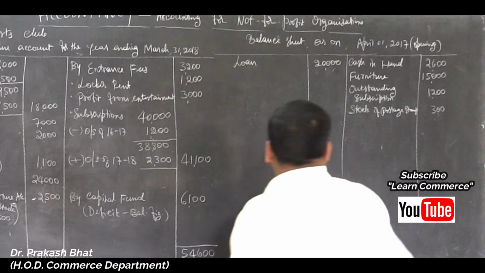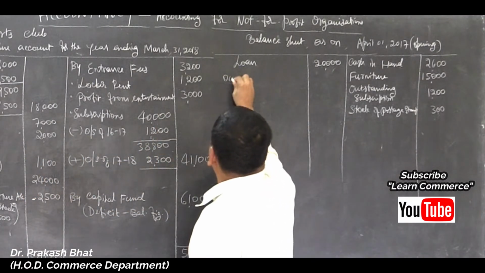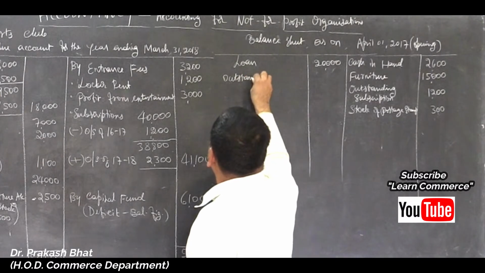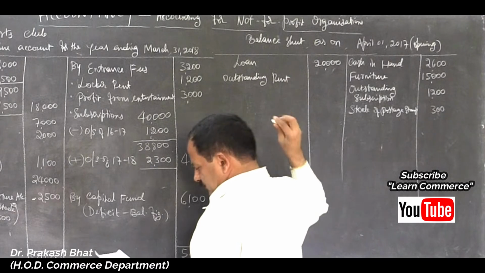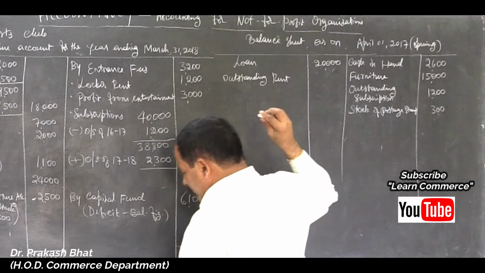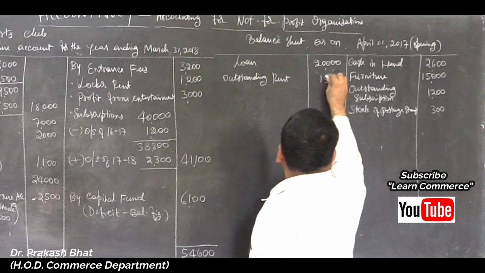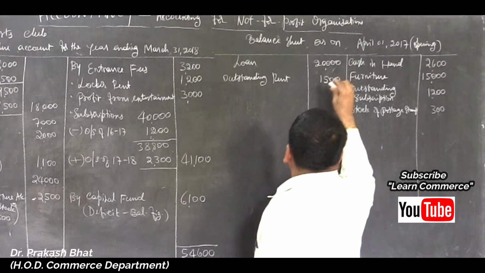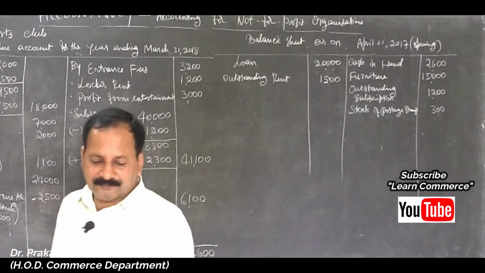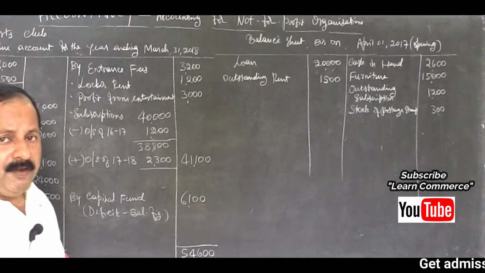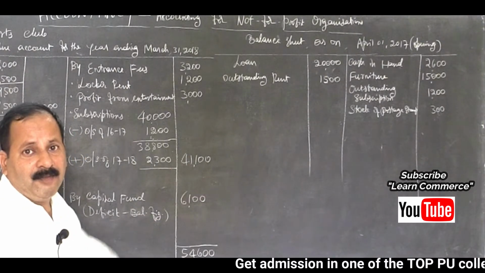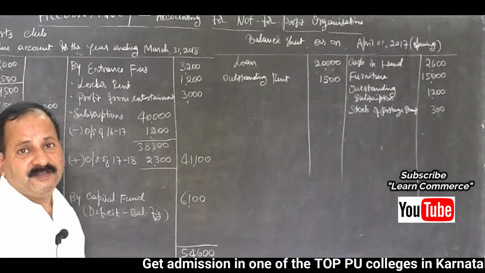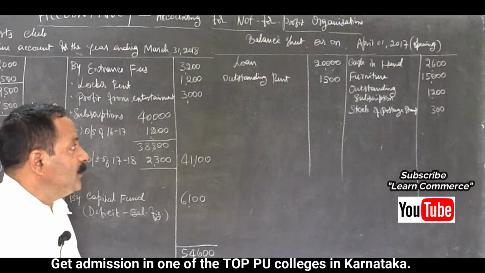Yes. Then outstanding rent. How much is it? That is 1,500. That's all. Now, see the situation, friends. Capital fund appears on the asset side of the balance sheet. Liability is more than the assets. Just see how the problem is given.